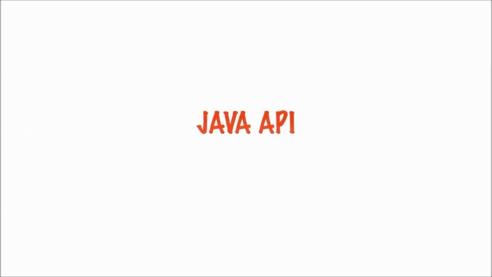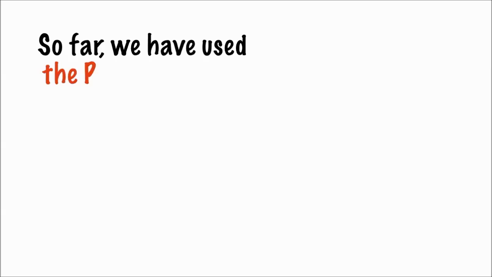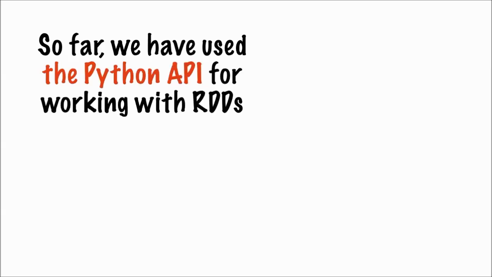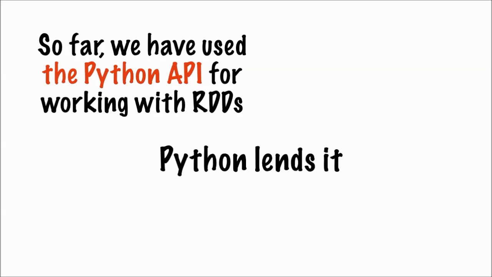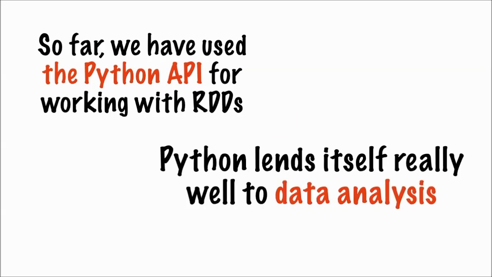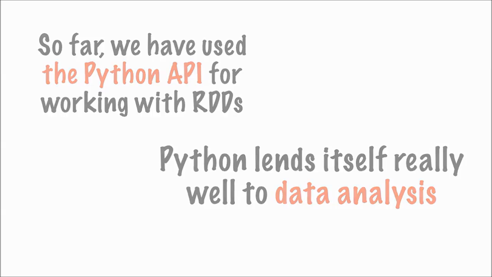You are not limited to Python as a programming language if you want to work with Spark. Spark also provides a Java API which allows you to do the same things with Spark that you can do with Python. So far, all our examples have used the Python API for working with RDDs. Python is a great programming language. It's very easy to pick up, and Python also lends itself well to data analysis and quick iterations and scripting.